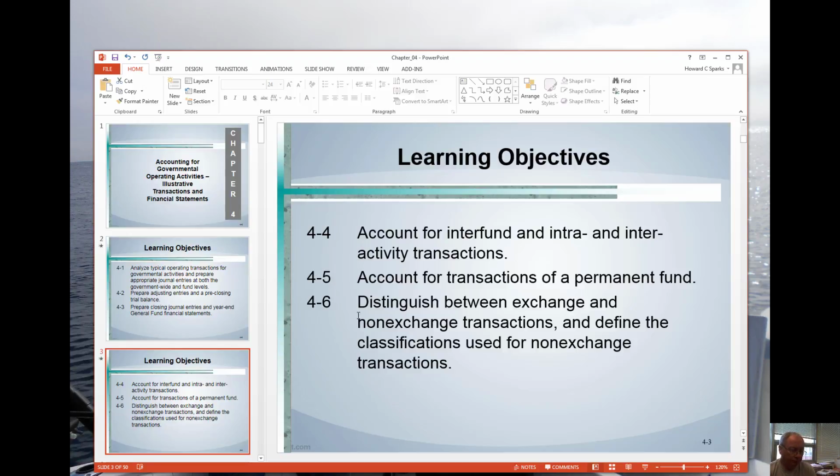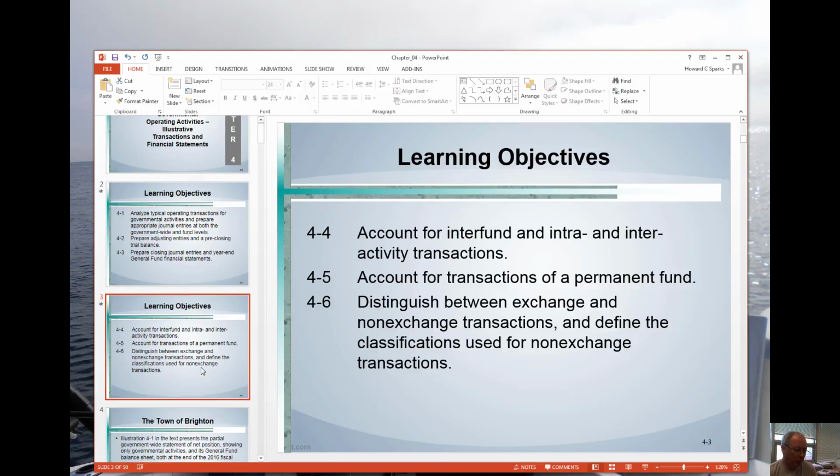Okay, and I don't want you to worry about the permanent fund. It really generalizes the concepts that you master for these common transactions. It's real easy to extend that to the permanent fund. I'm just going to be tickled to death if you have the basics down. Okay?